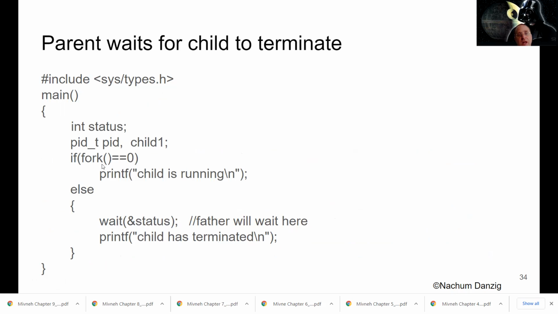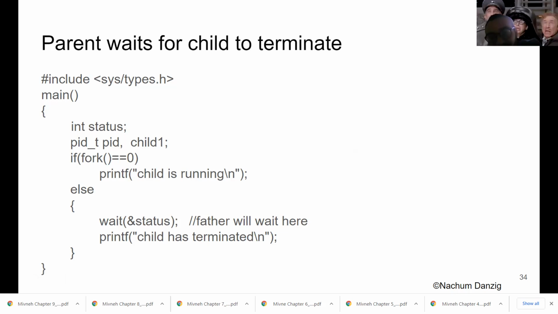I'm just making a fork and I do 2 prints. What's going to print first? Child is running or child is terminated? That's a question. What will print first? Child is running or child is terminated? Which will I print first if I don't have this wait here? That's just a regular program. I do a fork and I print and I print. Child. Okay, any other answers?